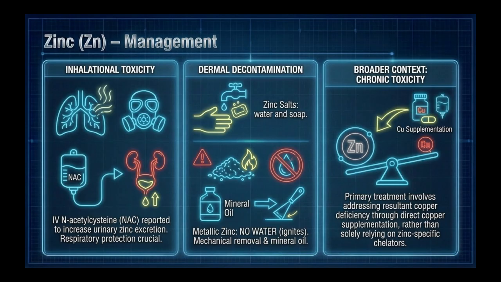in the body. While chelation therapy exists for various heavy metals such as lead, mercury, arsenic, cadmium, and cobalt, the primary treatment for chronic zinc toxicity involves addressing the resulting copper deficiency. This is often achieved through direct copper supplementation rather than relying solely on zinc-specific chelators. This situation underscores the importance of a comprehensive understanding of trace metal metabolism when managing cases of metal intoxication.